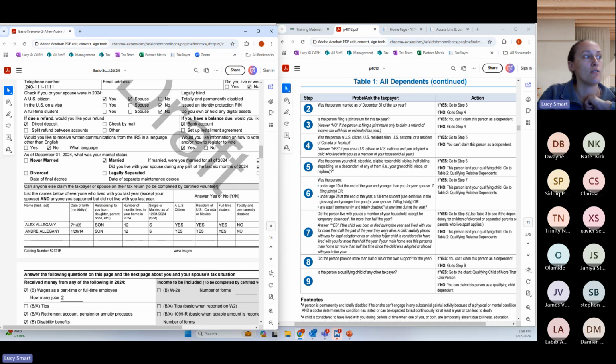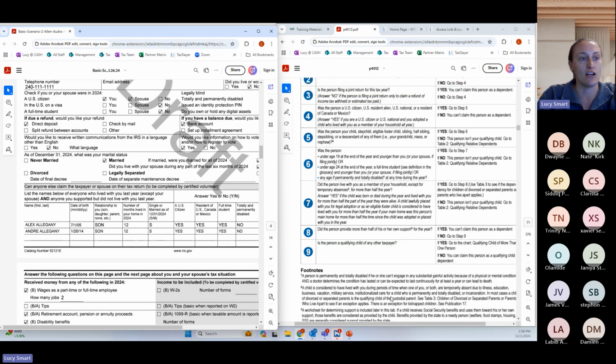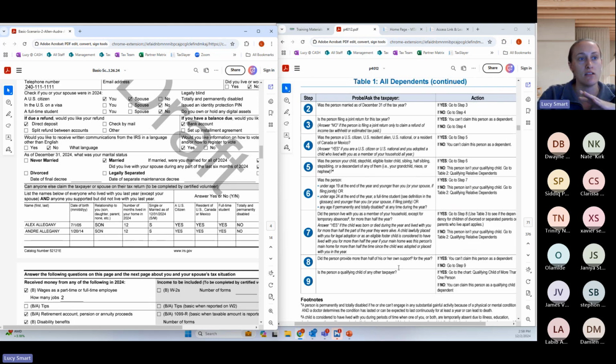Did the person live with you as a member of your household, except for temporary absences, for more than half the year? They wrote that he lived in their home for 12 months. We remember that he is living on campus, but that's one of those temporary absences that's okay. If they're absent due to education, they still count as living with them. So we can go to step 8. Did the person provide more than half of his or her own support?